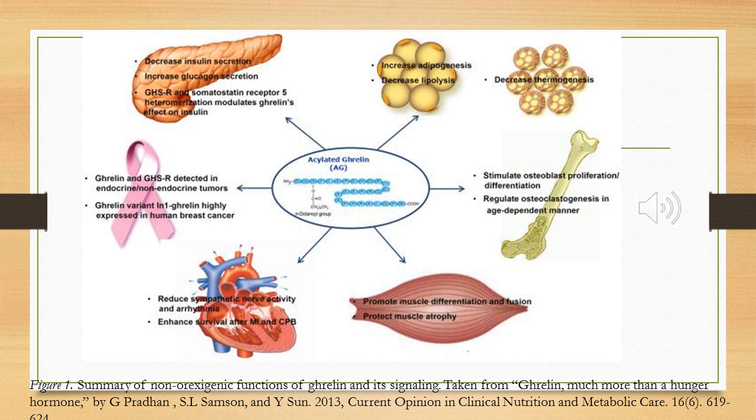As you can see in this diagram, ghrelin interacts with many other hormonal systems. You can have a read for yourself, but to mention a few, it decreases insulin secretion, it protects against muscle atrophy, it decreases thermogenesis and stimulates osteoblast proliferation and differentiation. A mixture of all of these is what makes ghrelin multifaceted.